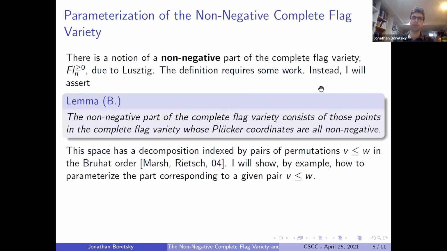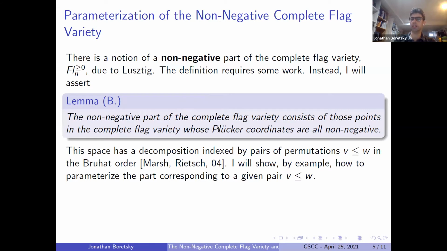Now let's add in the non-negative part. The non-negative part of the complete flag variety comes from work of Lusztig, but his definition requires quite a bit of work. So instead, I'm going to assert that the non-negative part of the complete flag variety is just those points in the complete flag variety with non-negative Plücker coordinates. So this is special to the complete flag variety.